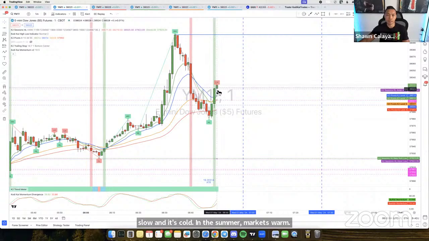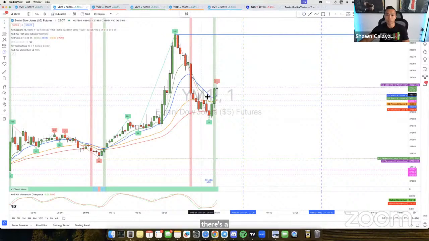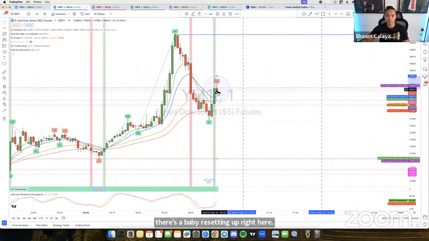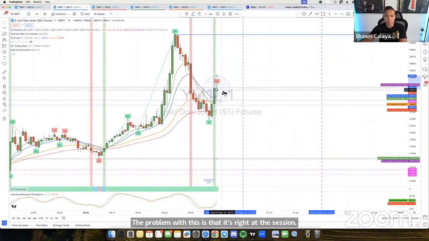And here's the BB3 right here. Thanks, Nick. So there's a BB3 setting up right here. The problem with this is that it's right at the session, so I'm not going to take this trade here. This is also a pivot scalp entry, but again, I probably wouldn't take it.